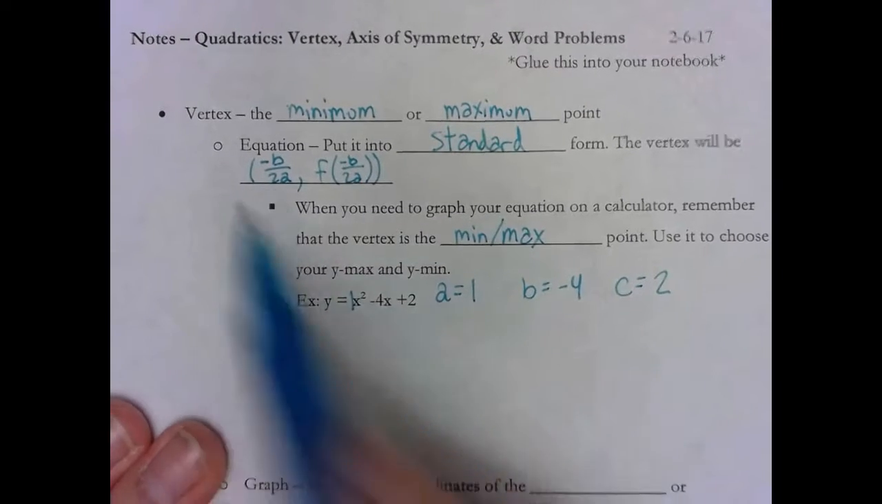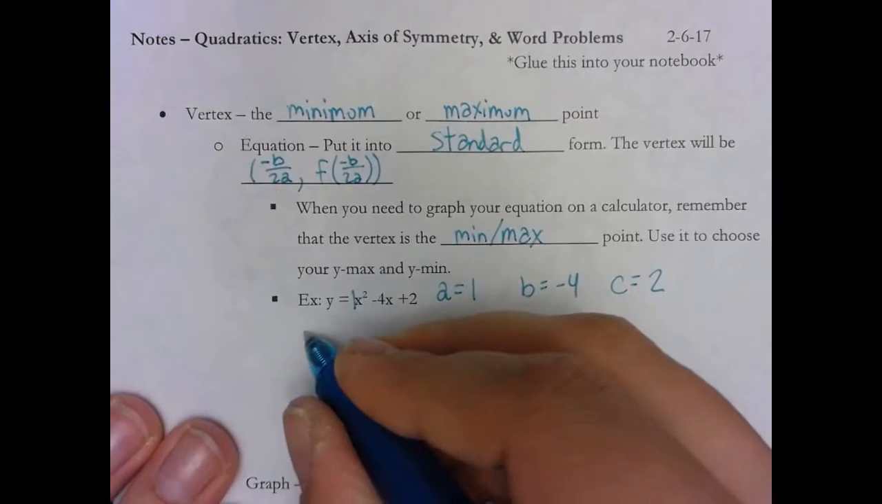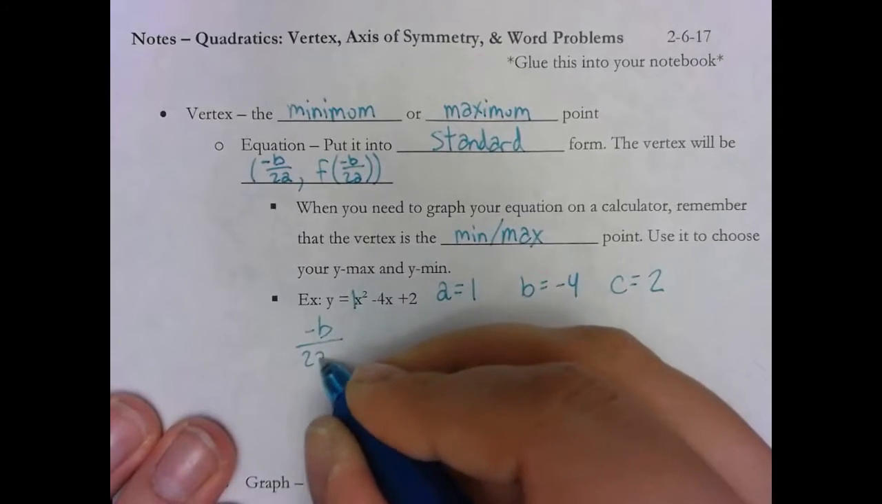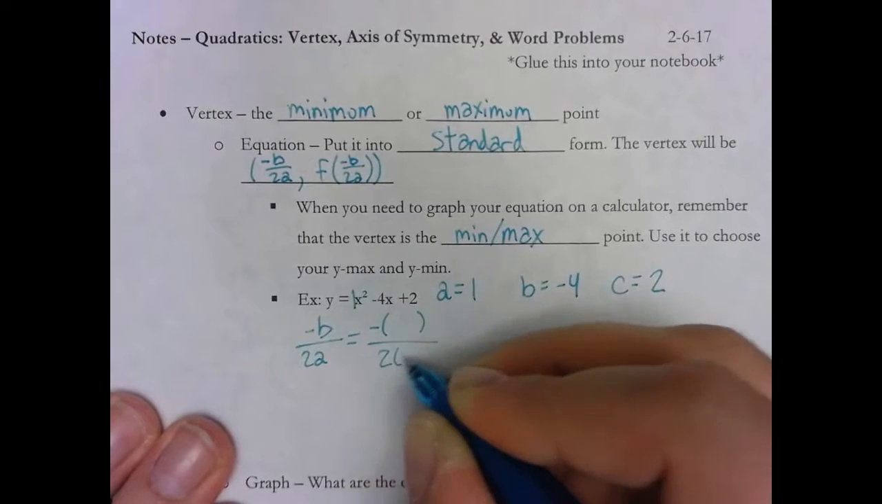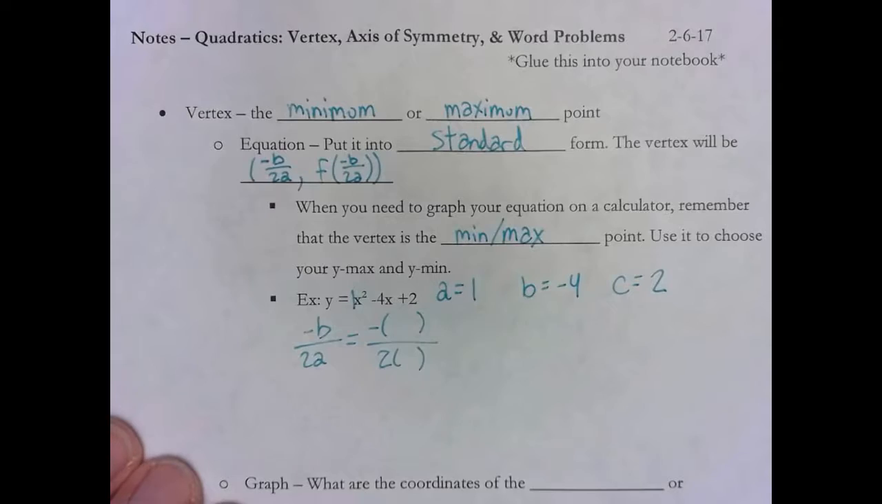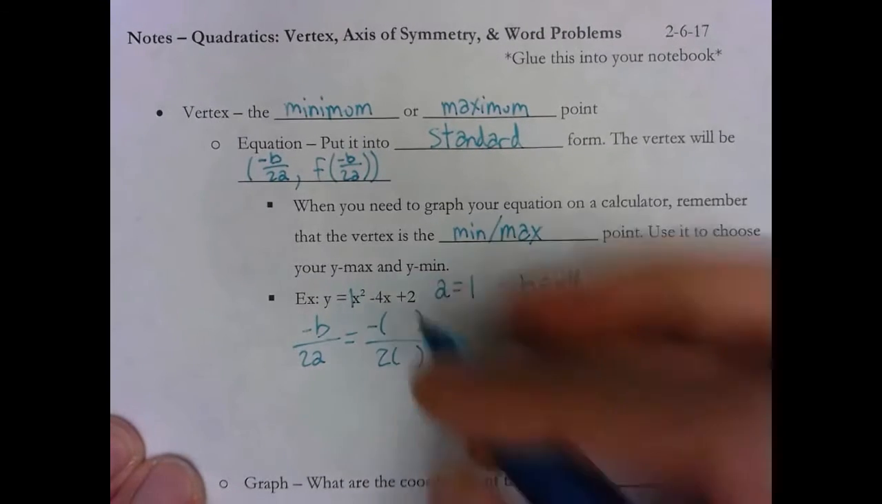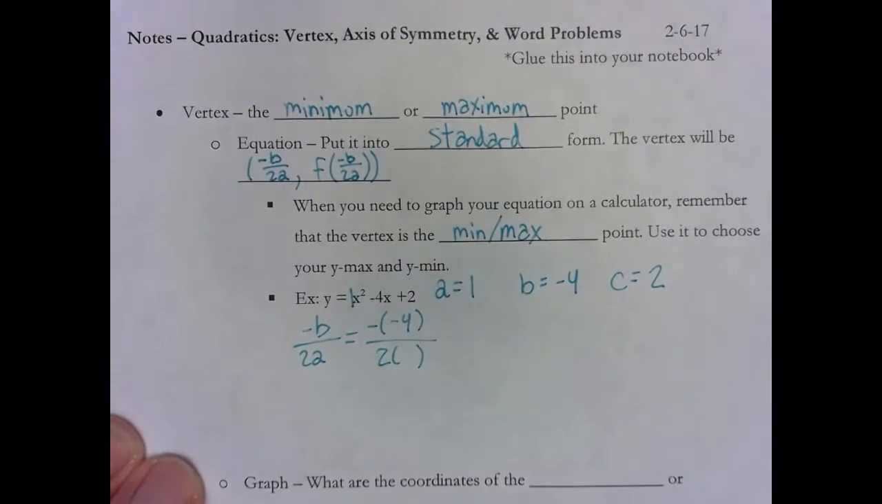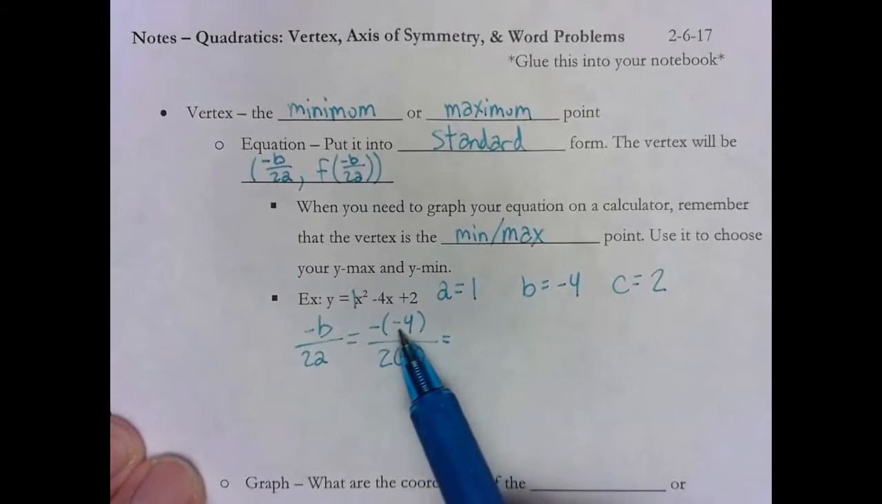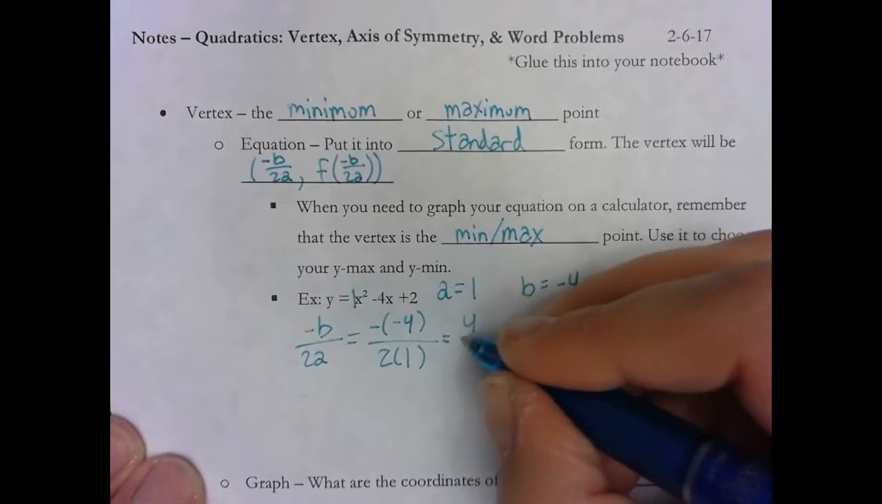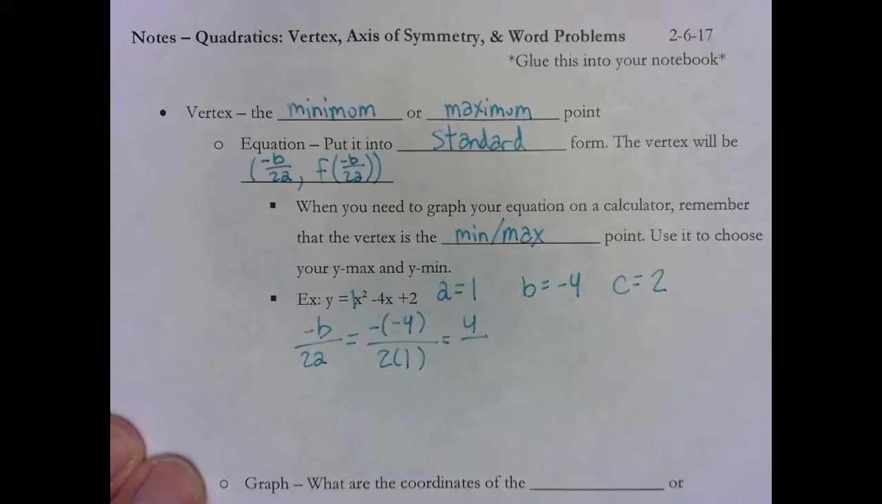So we said the x-coordinate for the vertex is going to be negative b over 2a. So let's write our skeleton like that. Okay, let's fill in with what we know. B is negative 4, and A is 1. Well, remember, a negative times a negative gives us a positive, and 2 times 1, we should all know that's 2.